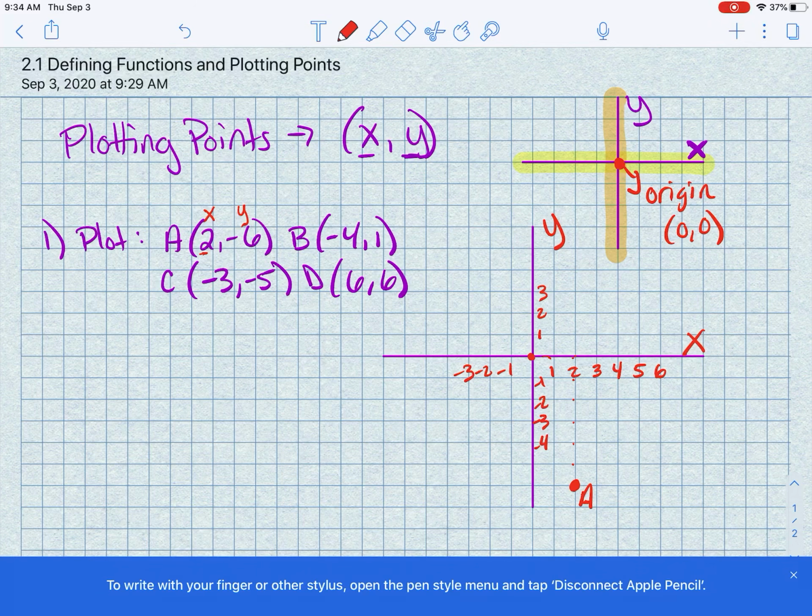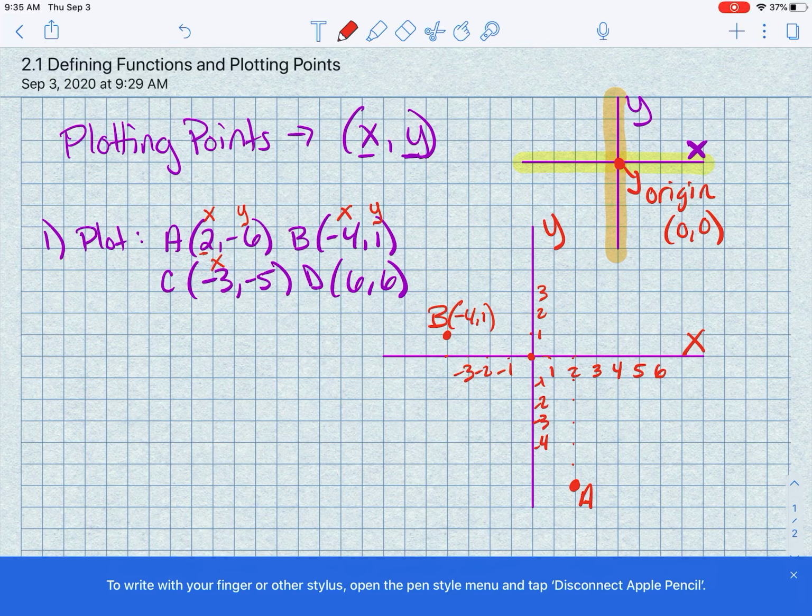So let's do B. And here's my x, here's my y. So my x is -4, so where do I go? I go left, 1, 2, 3, 4. My y is 1, so I go up 1. There's my B. A lot of people will go back 4 and put a point, and then they'll go up 1 and put a point. It's not 2 different points, it's 1 point. My B is at -4, 1, okay?